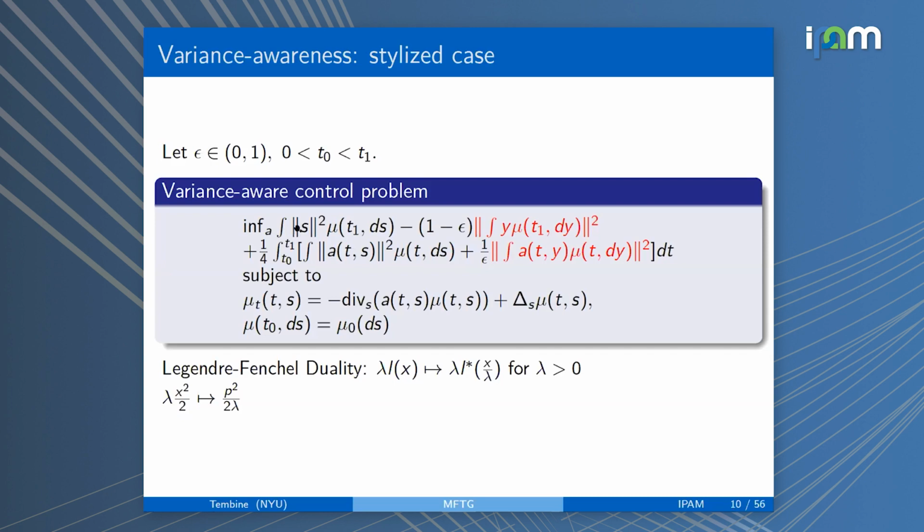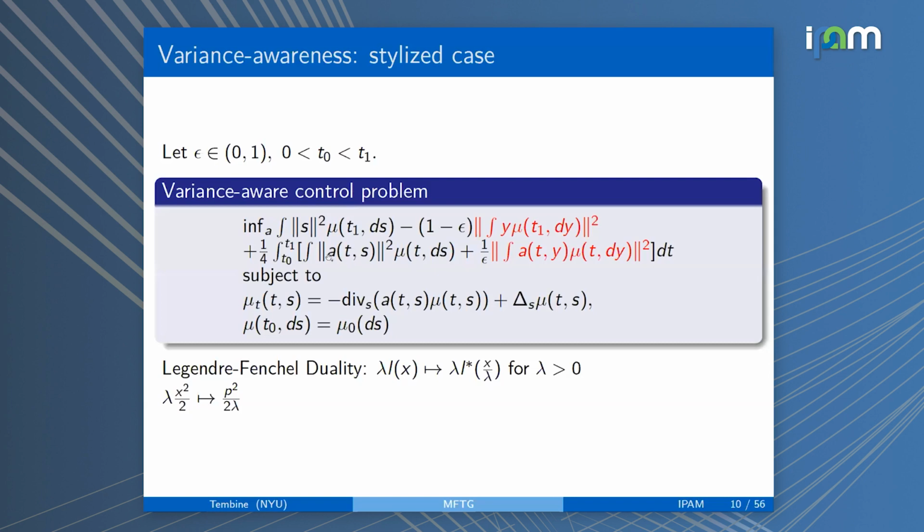So the idea is the second moment, and this is the mean square. So mean state square at time t1. We are optimizing from t0 to t1. This is the kinetic energy.